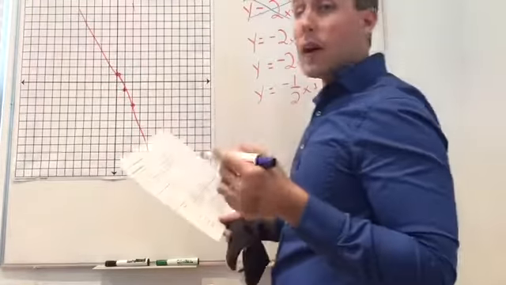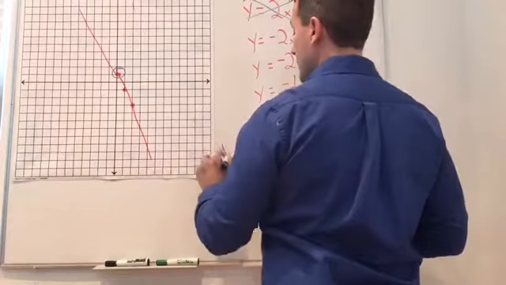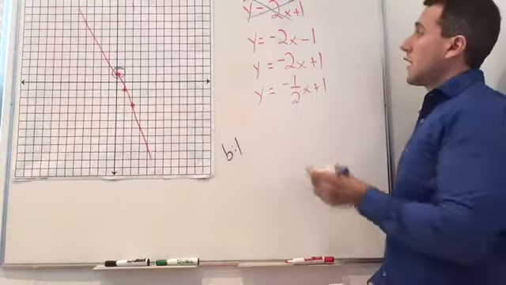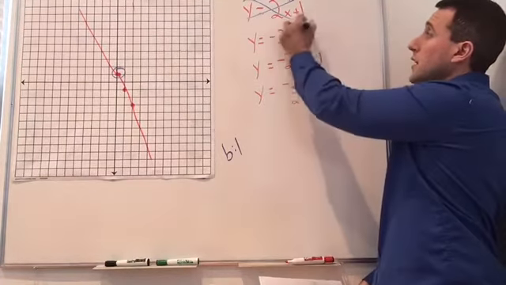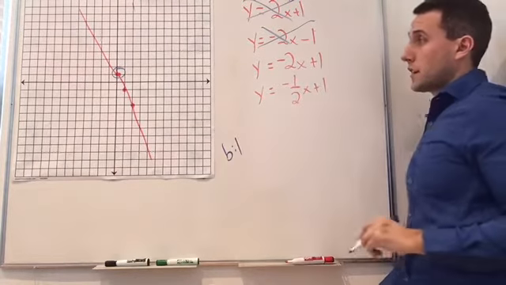So right here we got a y-intercept of positive 1. That's the y-intercept, right? So b should be 1. I'm going to look and eliminate anything that doesn't have 1. So this B, that one says negative 1. That's not going to work. Plus 1 and plus 1, okay, that's what we're looking for.